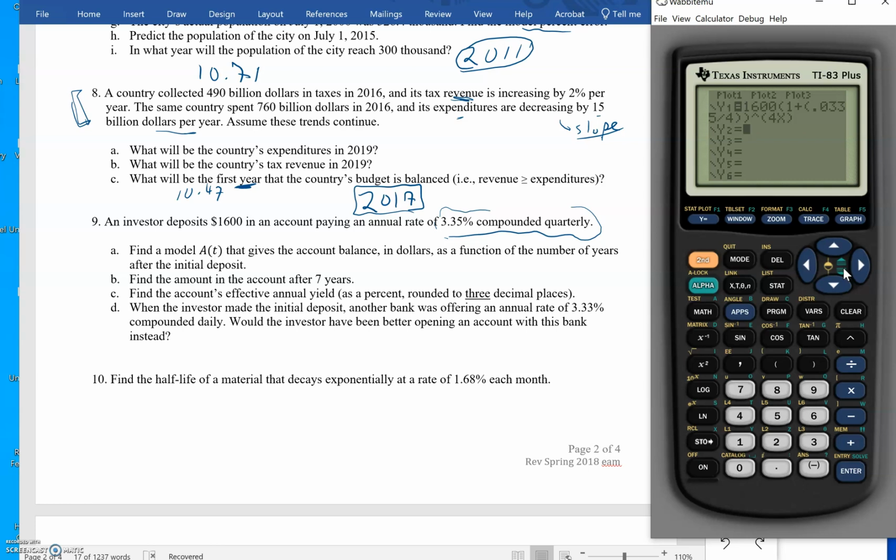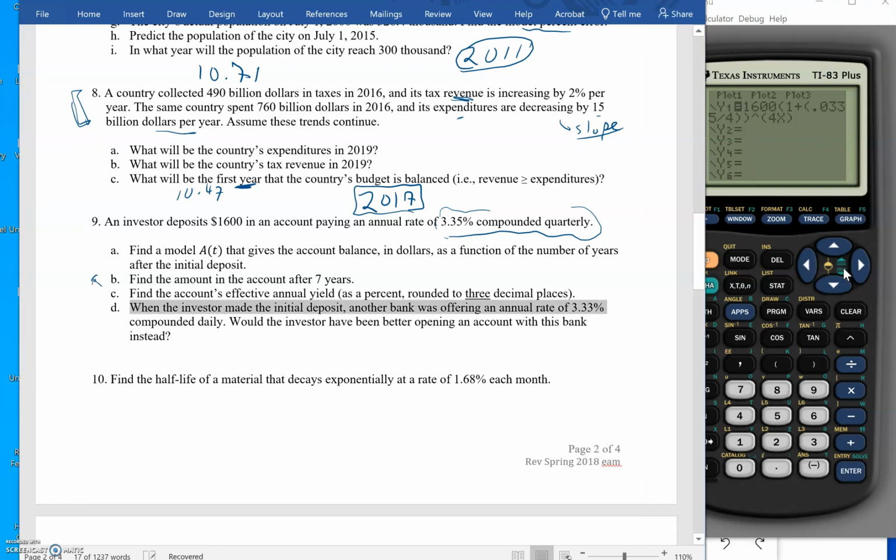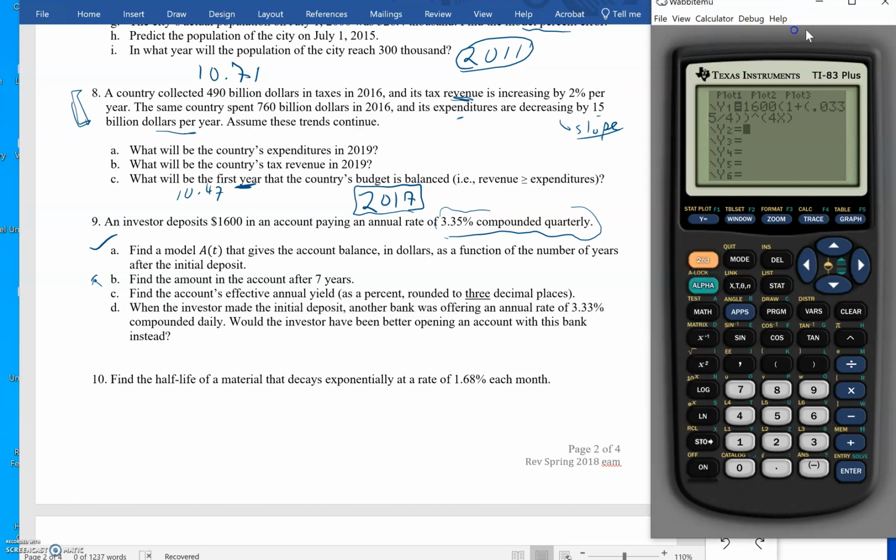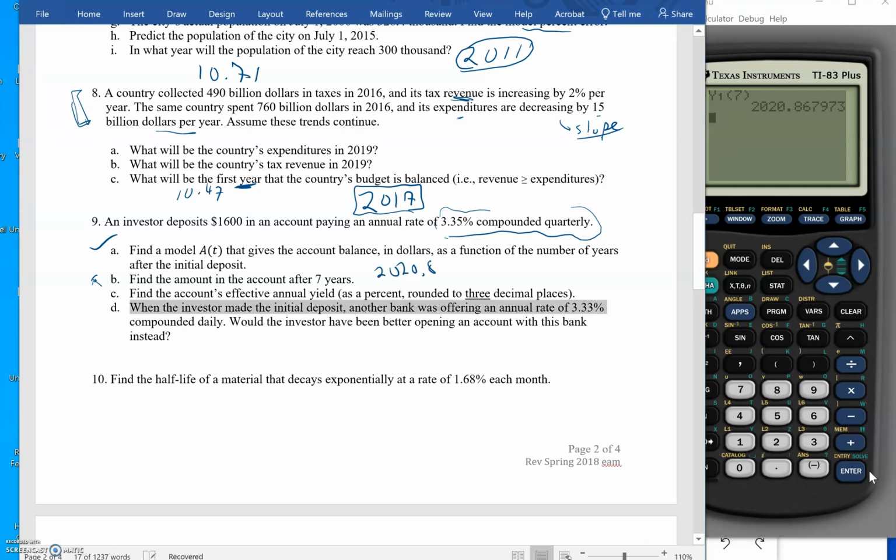And the first question after part A says find the amount in the account after 7 years. That's a vars y vars question. So I will evaluate my model after 7 years. And we have $2,020.87. That's rounding to 2 decimal places. Okay. Find the account's effective annual yield.